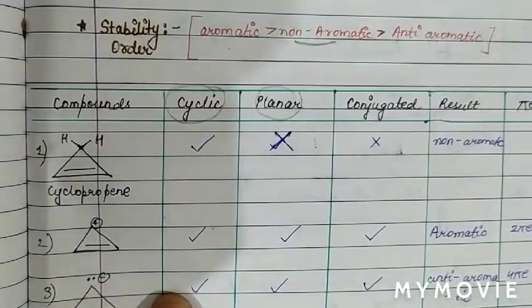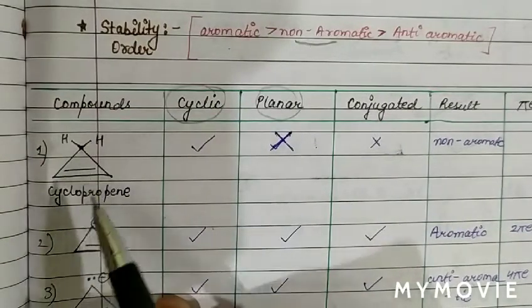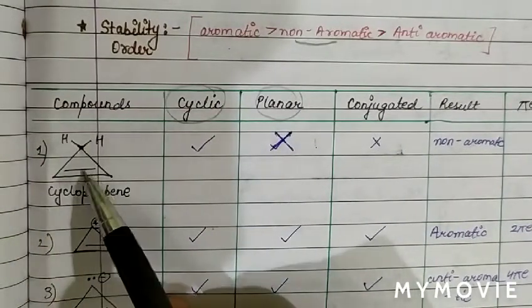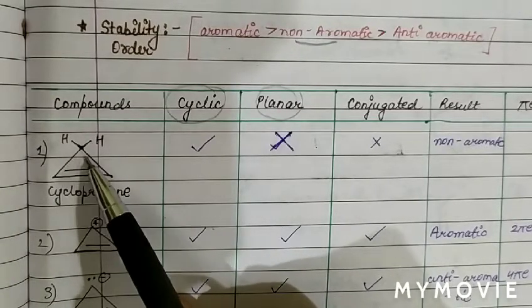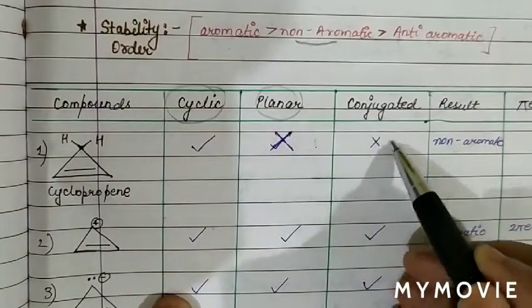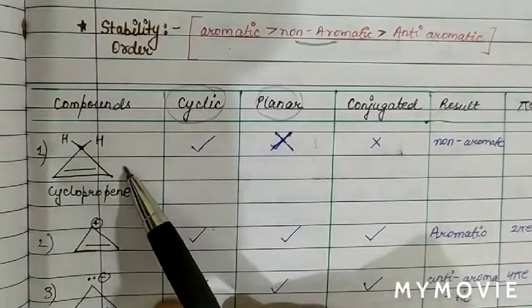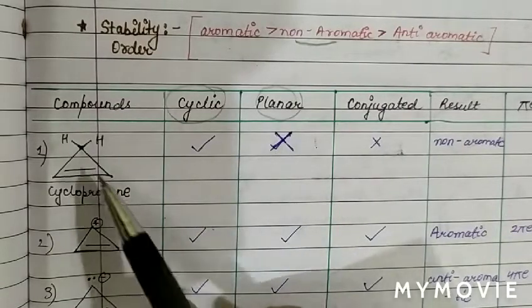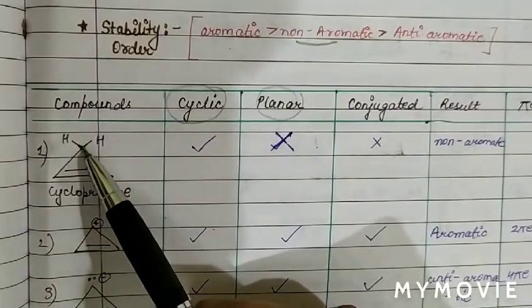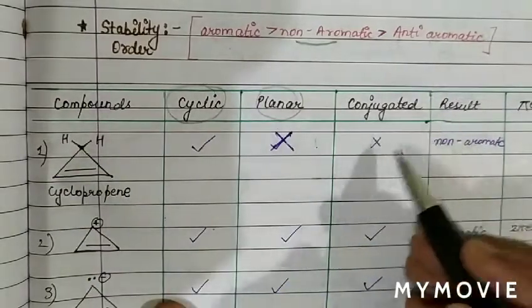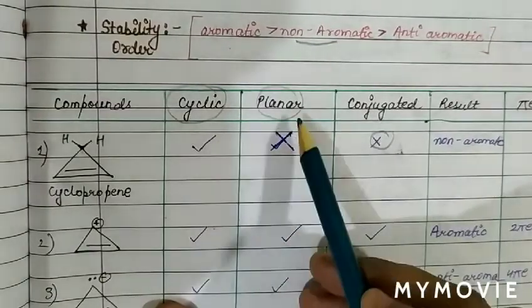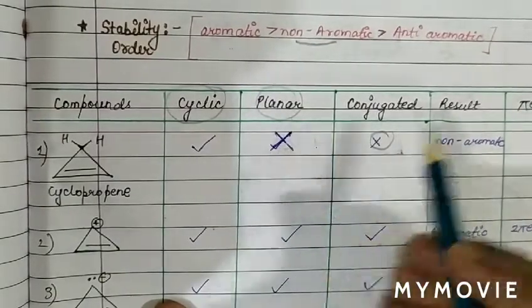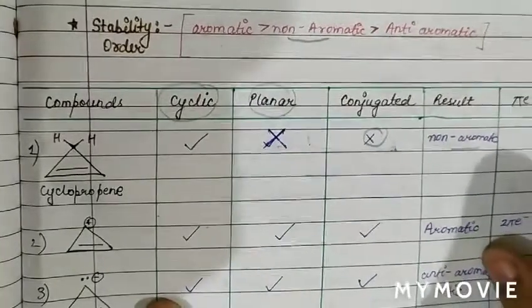The system is not planar, and the system is also non-conjugated because there is a pi bond, then a sigma bond, and then a sigma bond. So we can say the system is not conjugated. Why is the system not planar? Because one carbon is sp3 hybridized. And we know if a system is not planar, then it is non-aromatic. So we don't need to calculate the number of pi electrons in this case.